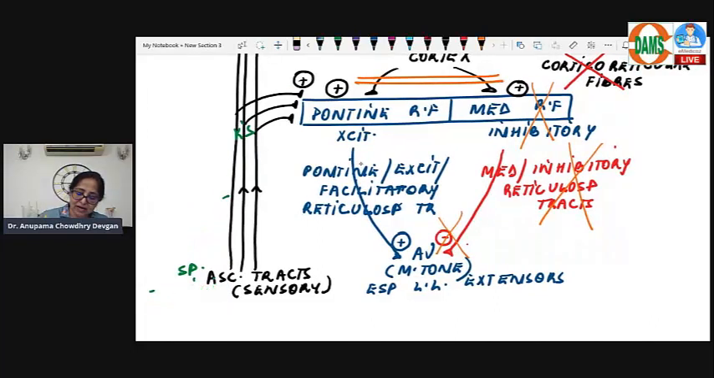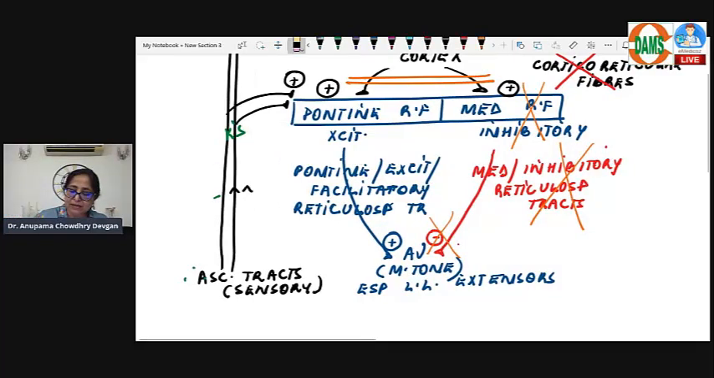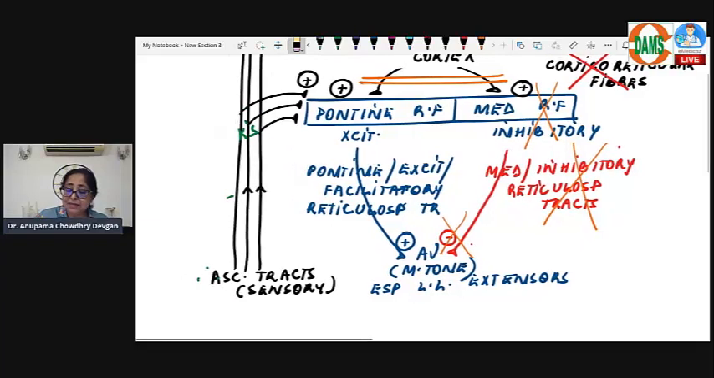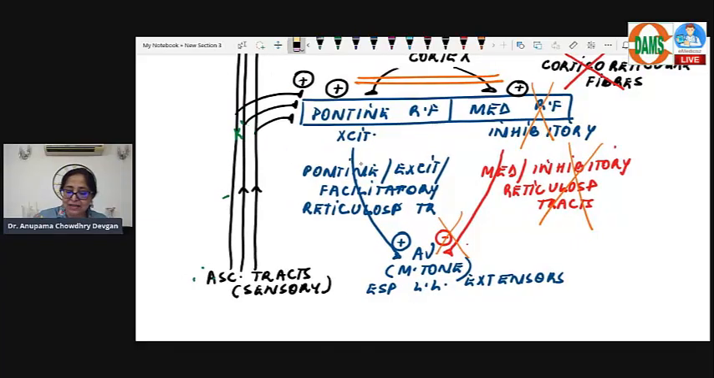The pontine area receives excitatory impulses from all the sensory tracts. All the pain, touch, temperature tracts give impulses to the pontine area. So the pontine area continues to be active, right? That is why you get an increase in A gamma discharge.